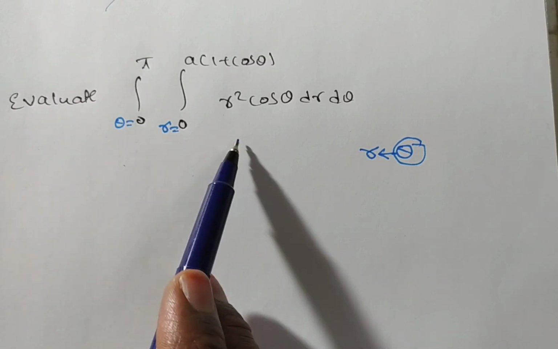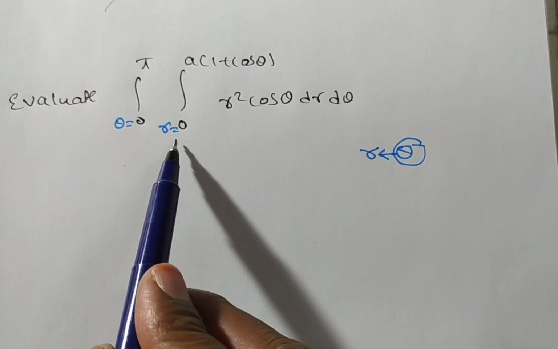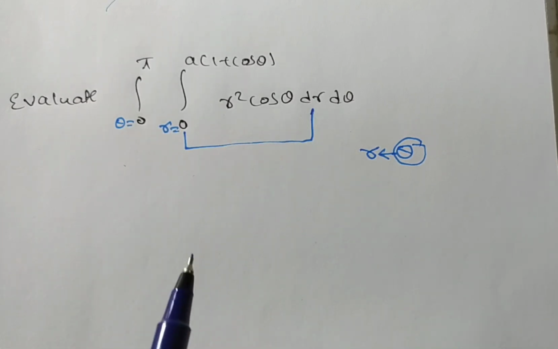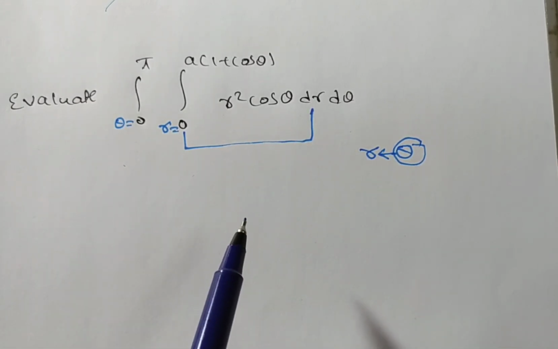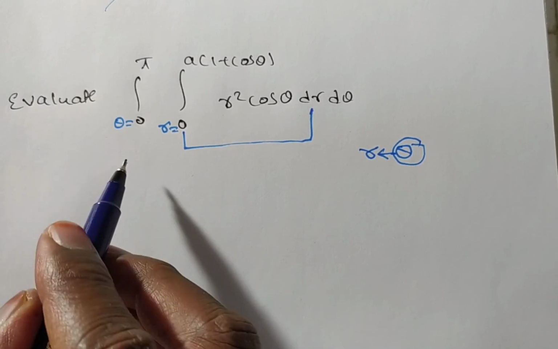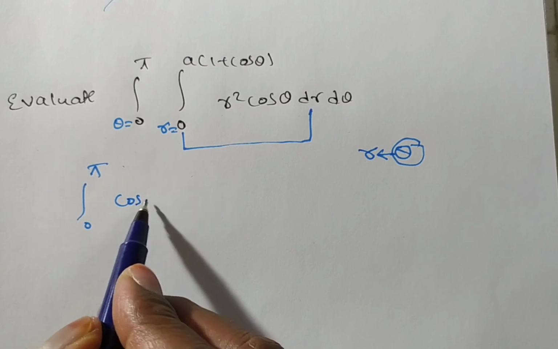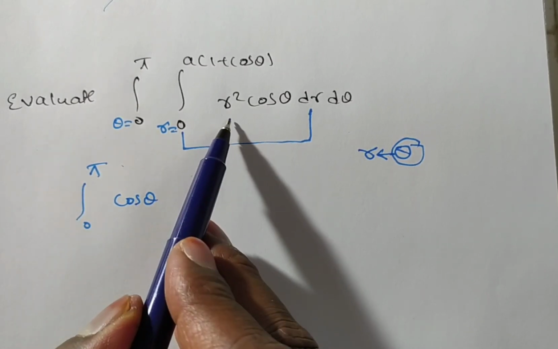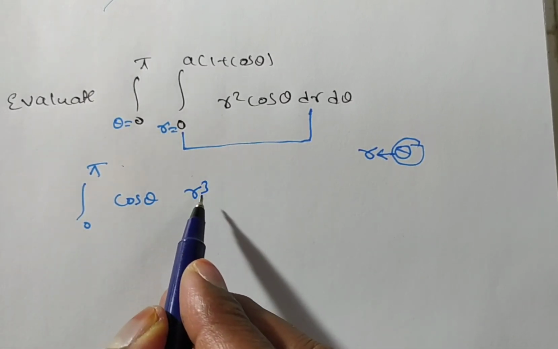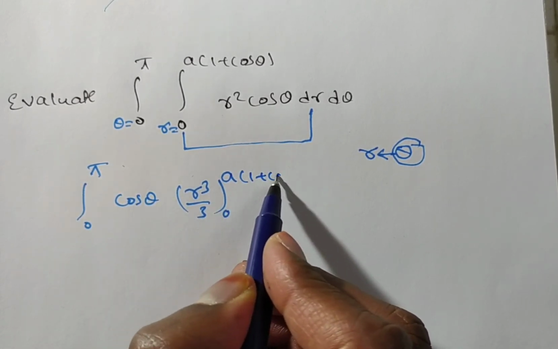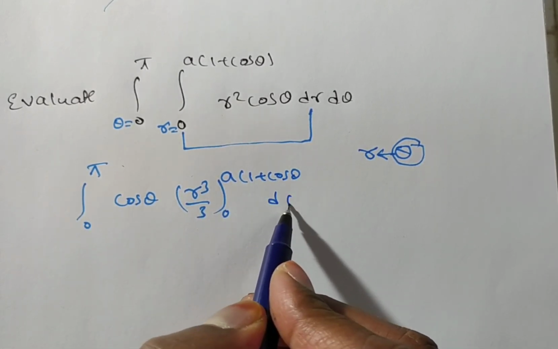Now we have to evaluate this integral. In this integrand you observe, r is a function of theta. So first you integrate with respect to the dependent variable r, and then you integrate with respect to theta. That is the procedure we have. Now you see, first integral 0 to pi, cos theta is cos theta, I am writing outside because I am integrating with respect to r. So the r integration is r cube by 3, limits from 0 to a(1 + cos theta), d theta.